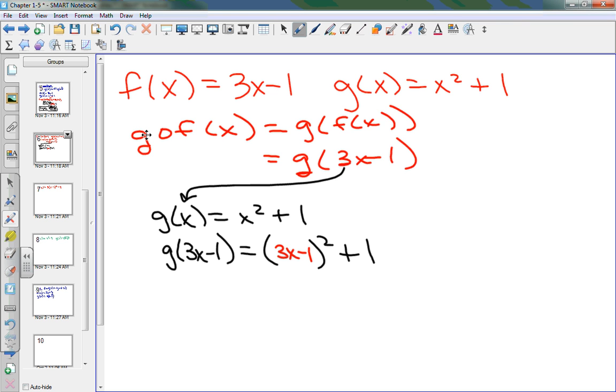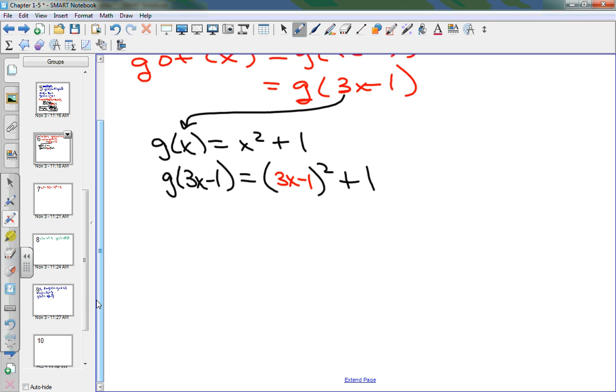Do we see that, yes or no? The x squared now became the 3x minus 1 quantity squared. So what do I have to do? The whole thing gets squared, because it's x squared. And x became 3x minus 1 on the left, so the x on the right needs to turn into the 3x minus 1 also. Since it's squared, I need to write it down two times to give me 3x minus 1 times 3x minus 1 plus 1.